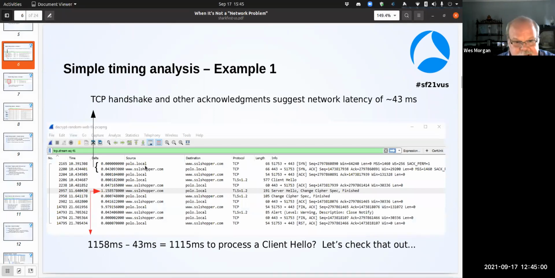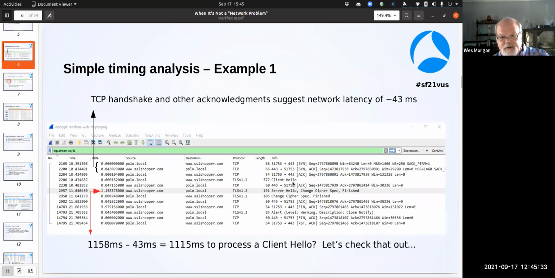So here's the 3-packet TCP handshake. We give the client hello. Polo offers SSLshopper.com the client hello. SSLshopper.com acknowledges that packet. And then there's 1.158 seconds before it comes back with its server hello. So that's the delta you're looking at, right?